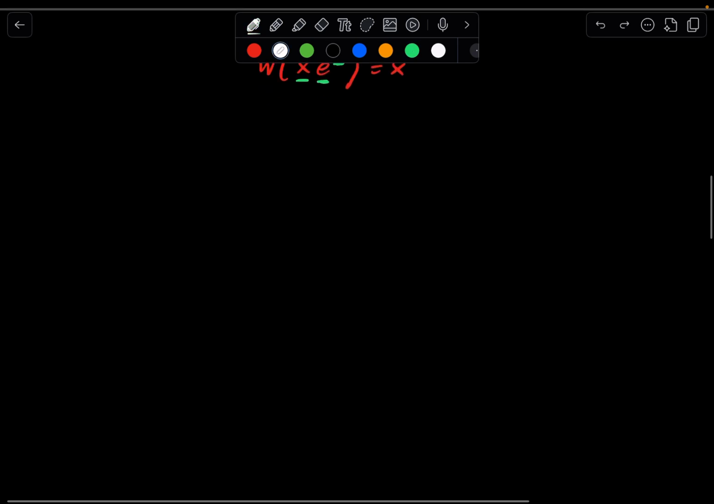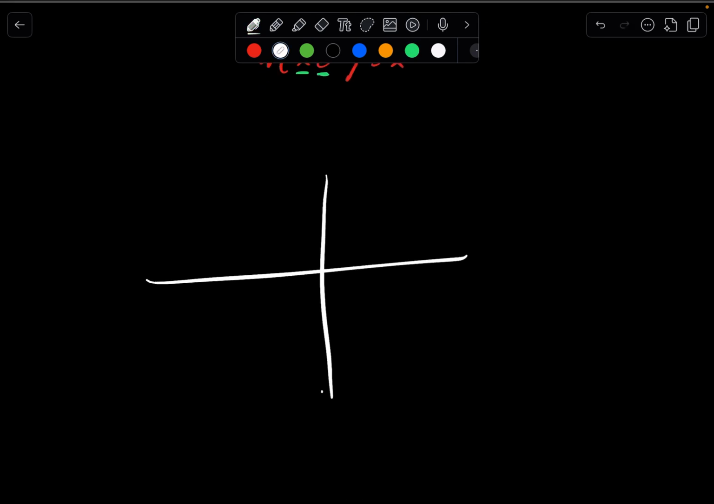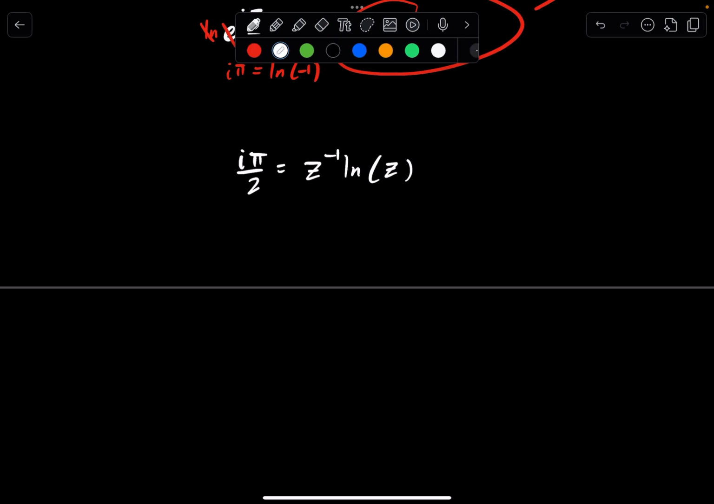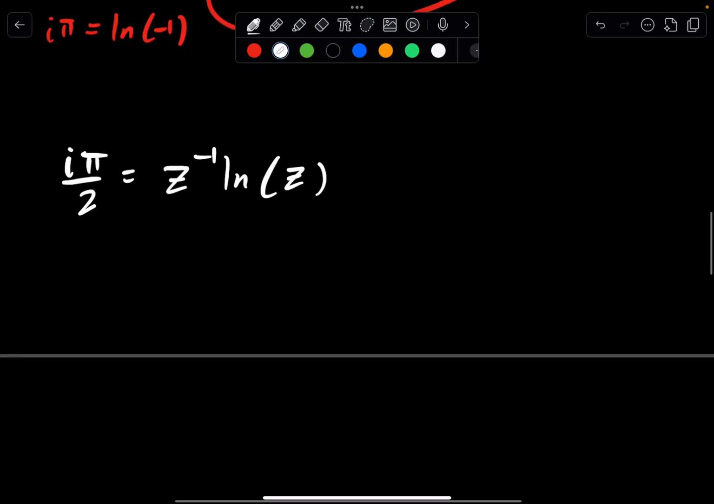And there are many branches to the Lambert W function. It's not really a function, that's why there's multiple branches. It fails the vertical line test. But I could go on a whole rant about that. To keep it concise, just so you know, the Lambert W of x times e to the x returns x.